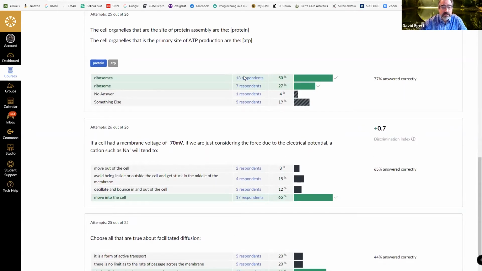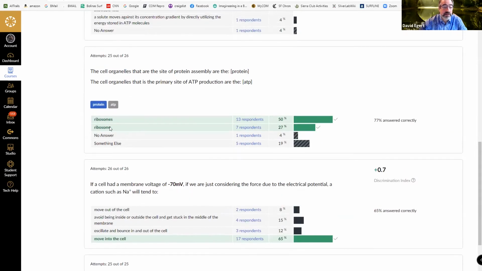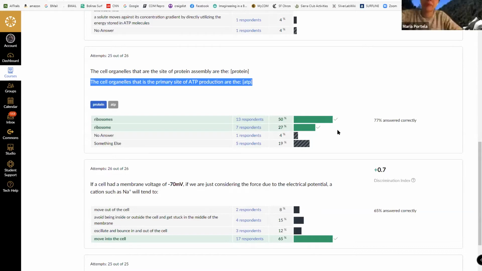Next. This is where I try to put in different answers that people will put in. So ribosome, the cell organelles at their site of protein assembly are the ribosome. What are the organelles that are the site of ATP production? Mitochondria. And we're going to be spending a lot of time looking at the nitty-gritty details inside the mitochondria this week.